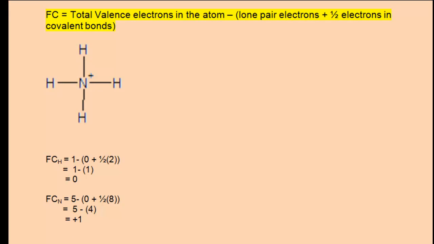Now we'll look at ammonium, NH4+. The formal charge on each hydrogen is zero. The formal charge on the nitrogen in this case is plus one. There's still 5 valence electrons associated with nitrogen, but in this case, rather than having a lone pair in the Lewis structure, there are no lone pair electrons, and we have 8 total electrons in covalent bonds around the nitrogen.